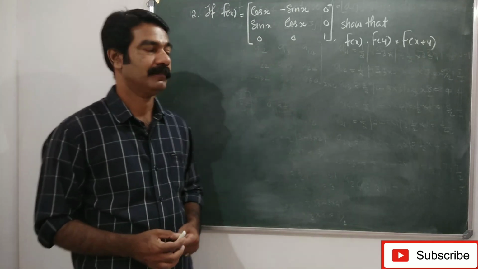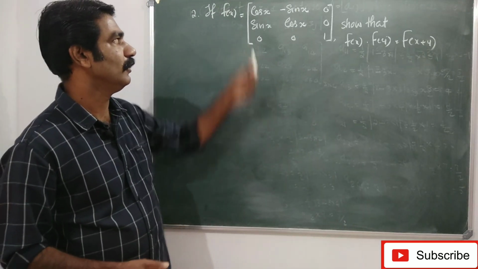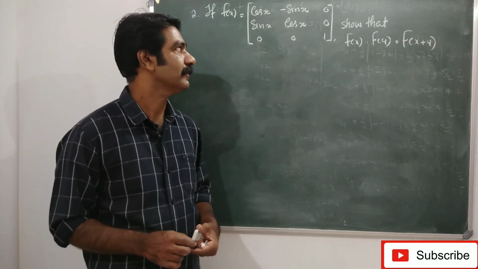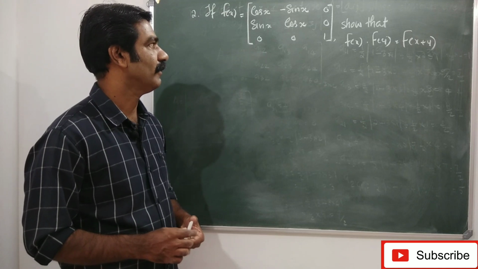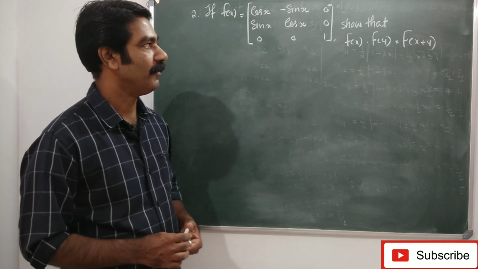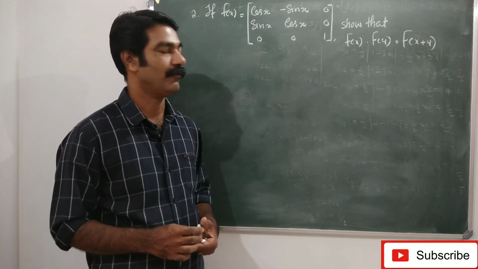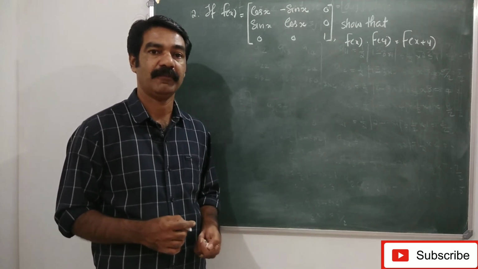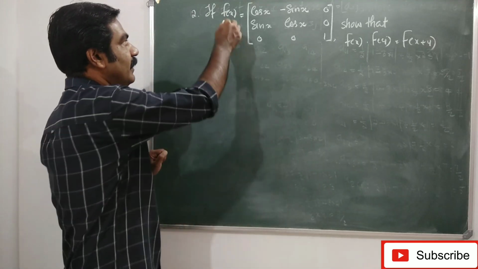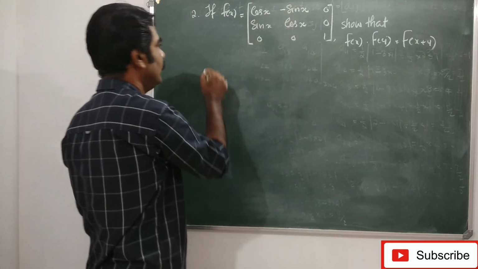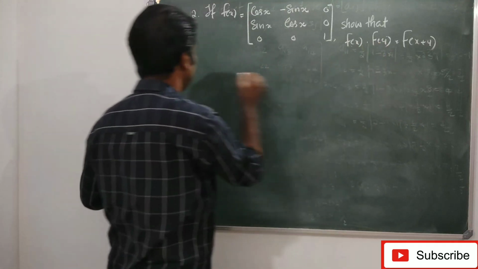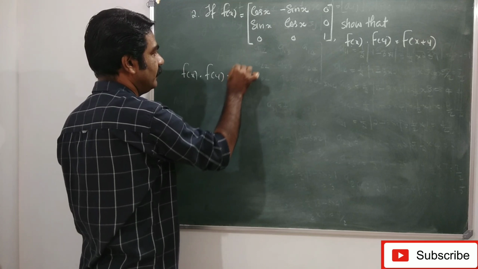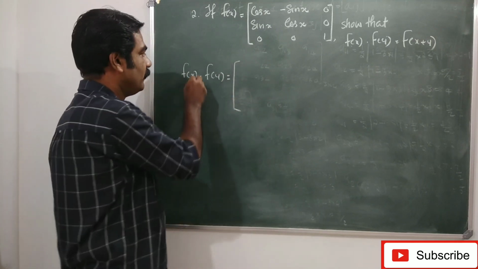Now the second problem: if f of x is equal to the matrix cos x, minus sin x, 0; sin x, cos x, 0; 0, 0, 1, then show that f of x into f of y is equal to f of x plus y. Okay, we have to prove that f of x into f of y is equal to f of x plus y. So given that f of x is a matrix, we have to find f of x into f of y. See, f of x into f of y is equal to... So what is f of x? It is given.